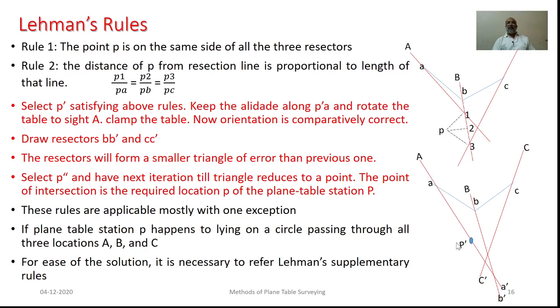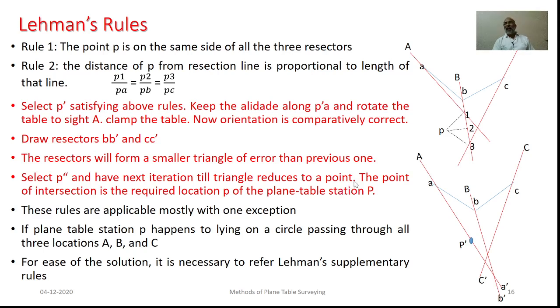Having this particular table clamped, let's have these particular resectors BB dash and CC dash plotted. So the way you see here, earlier this was the triangle of error, but now its area is reduced. So now we'll go for the next trial, that is we'll have this particular P double dash by having consideration to these two rules, that is that P double dash should always be on the same side of all these particular three resectors that we are going to produce. Its distance from the resection line should be proportional to the length of that particular line and such things.